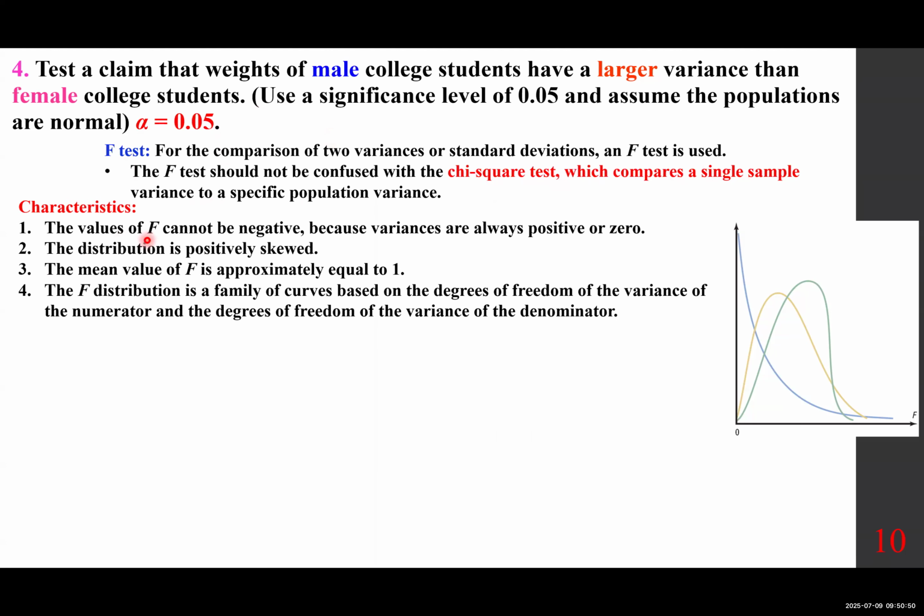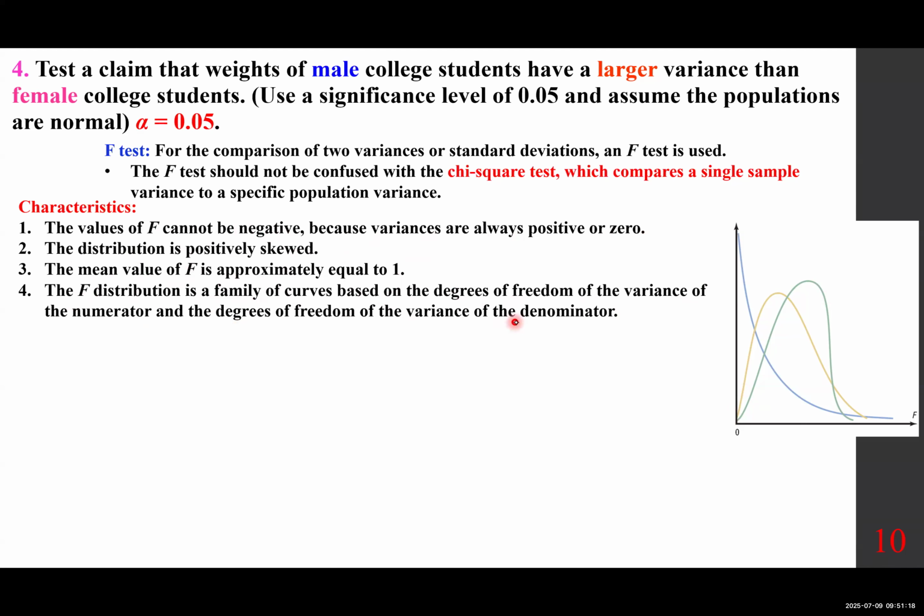Characteristics. Number 1, the value of F cannot be negative, again, just like chi-square has to be positive, because variances are always positive or zero. The distribution is positively skewed. The mean value of F is approximately equal to 1. The F distribution is a family of curves based on the degrees of freedom of the variance of the numerator and the degrees of freedom of the variance of the denominator.